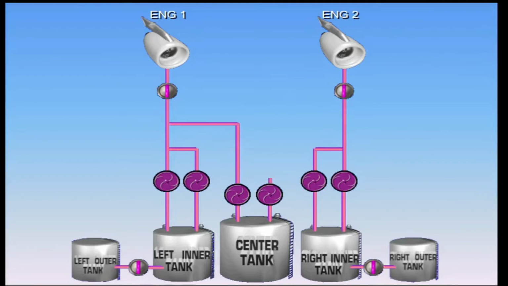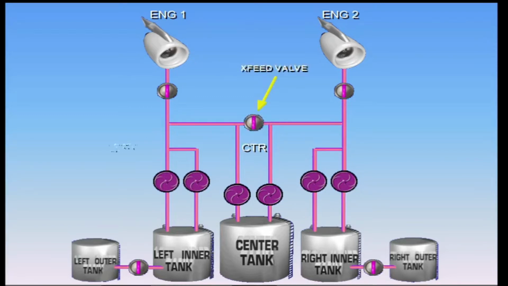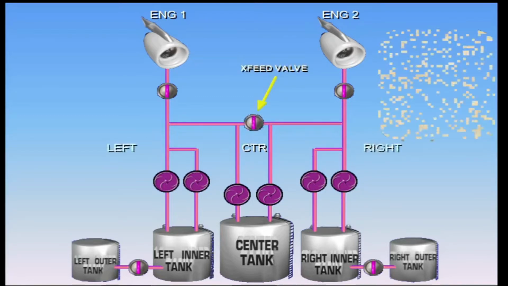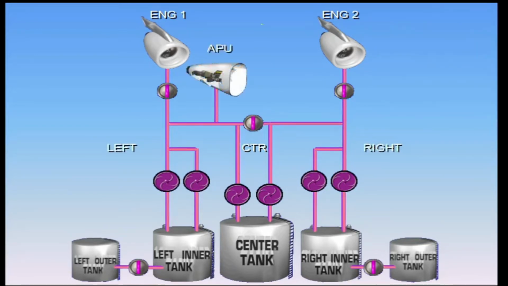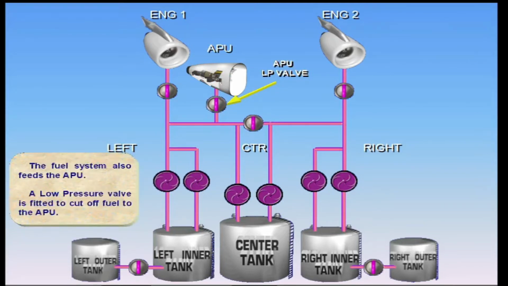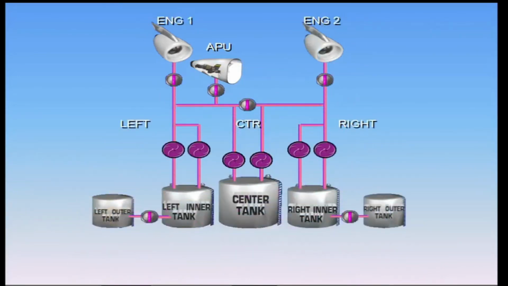The center tank also feeds the engines. A cross-feed valve is fitted to connect or isolate the left and right sides. The fuel system also feeds the APU. A low-pressure valve is fitted to cut off fuel to the APU. This represents the basic fuel system. We will now see how this information is presented to the pilots in the cockpit.